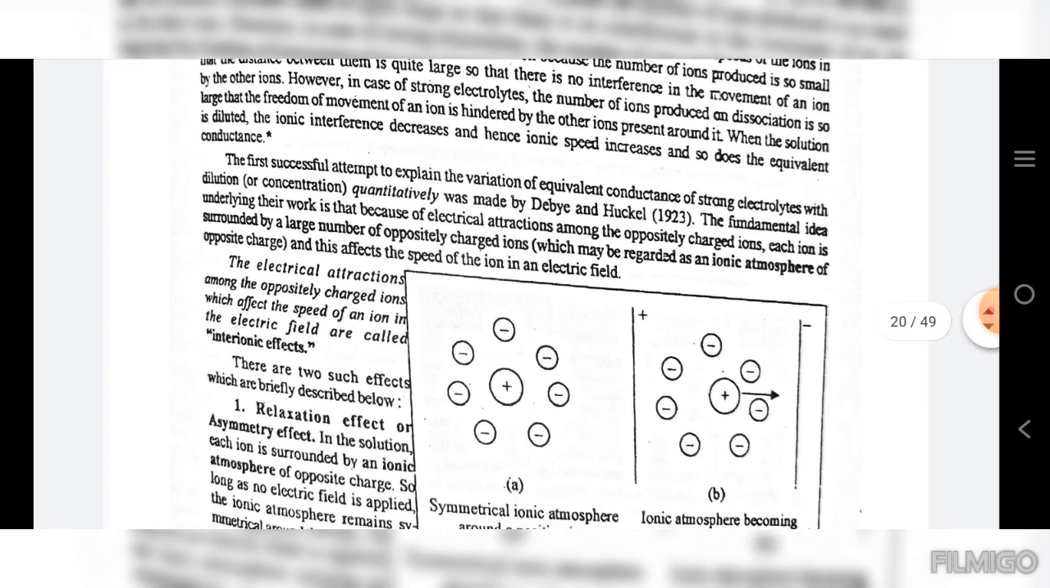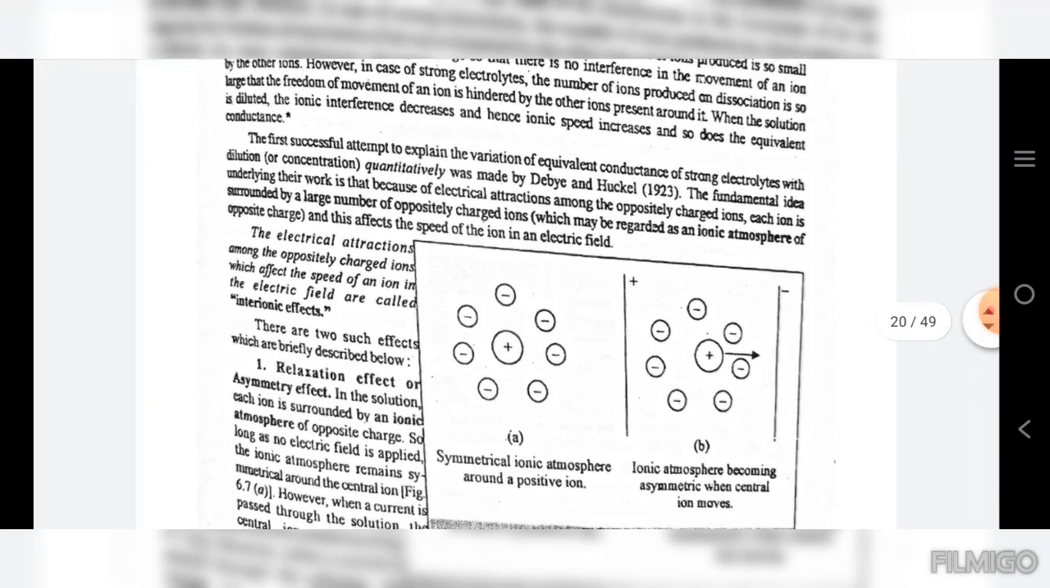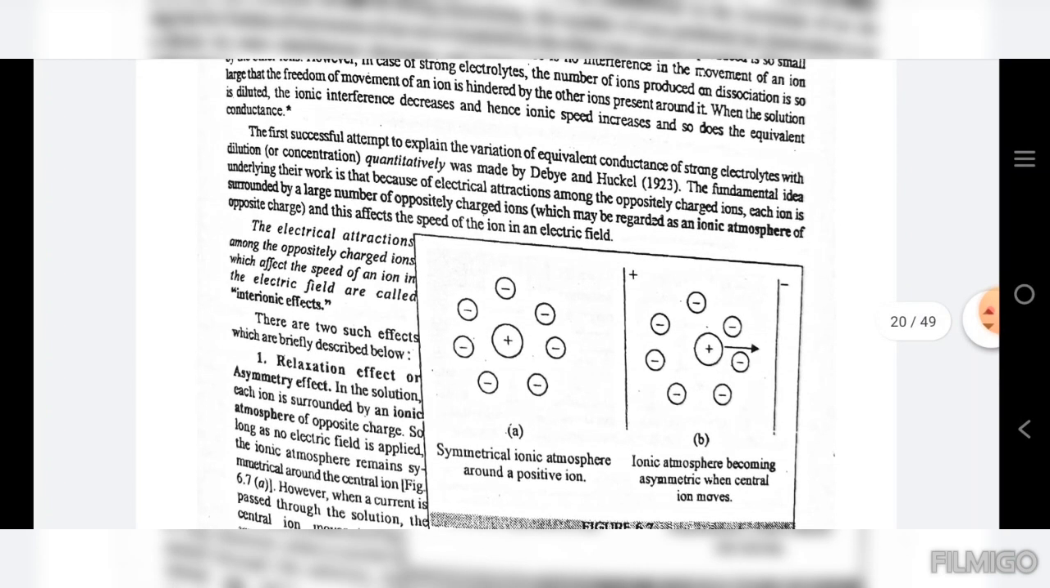However, in the case of strong electrolytes, the number of ions produced on dissociation is so large that the freedom of movement of an ion is hindered by the other ions present around it. When the solution is diluted, the ionic interference decreases and hence the ionic speed increases, and so does the equivalent conductance.